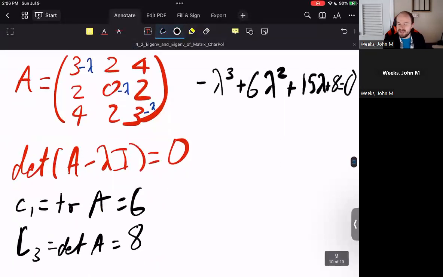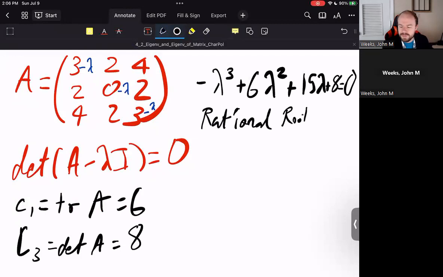So this should be negative lambda cubed plus 6 lambda squared plus 15 lambda plus 8 equals 0. Well, how do we find particular values of lambda? This does not look very factorable to me. Well, we could use what is known as the rational root theorem to at least try and narrow down the number of choices that we have for potential roots.